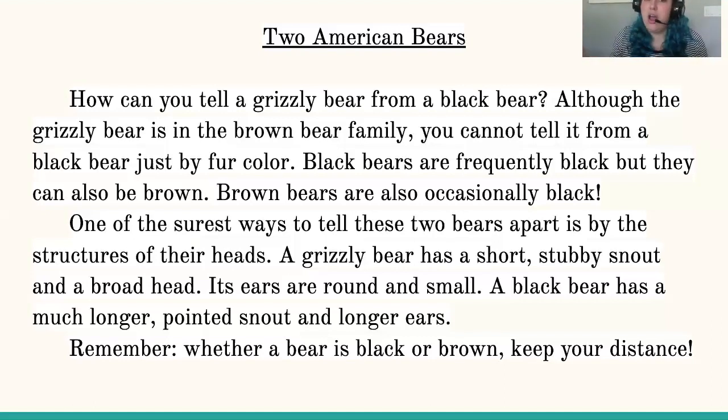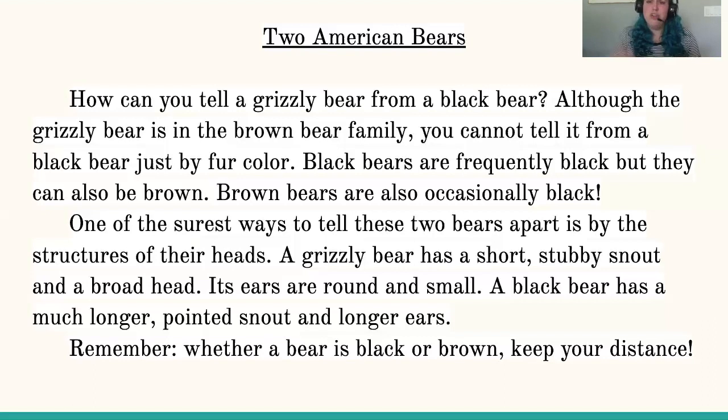So it says 2 American bears. And then it says, how can you tell a grizzly bear from a black bear? Oh, we're comparing these 2 bears. We're comparing the difference between them. So it is compare and contrast. So we've got our structure down. Perfect. Now we have to look at the main idea.